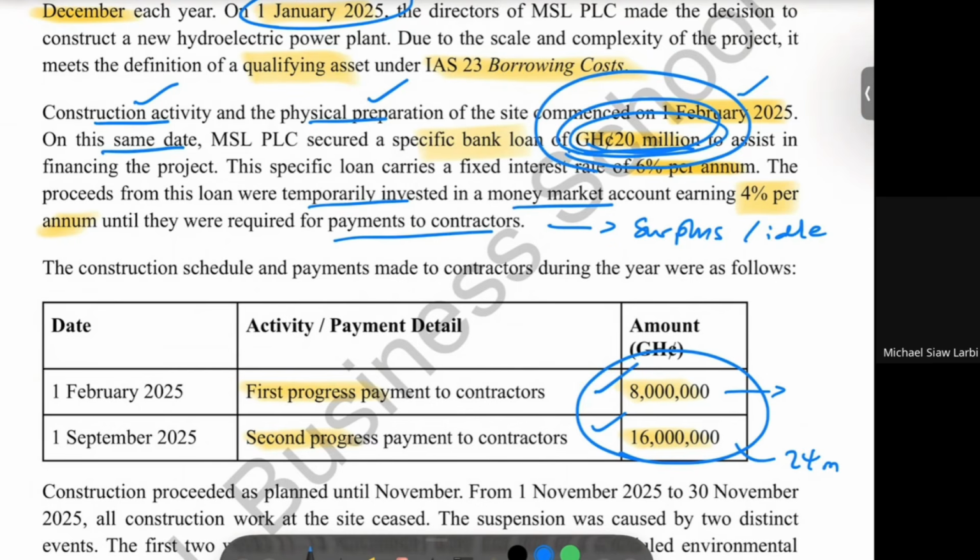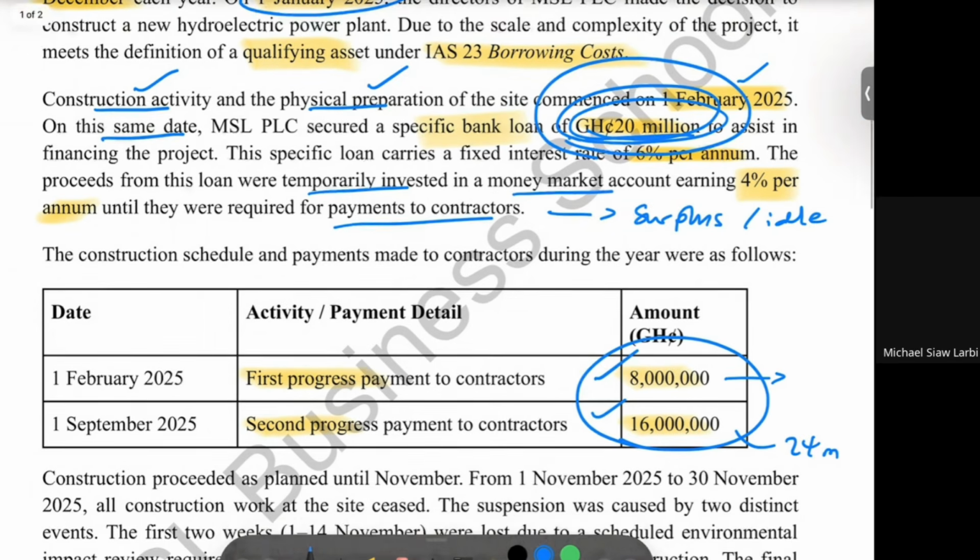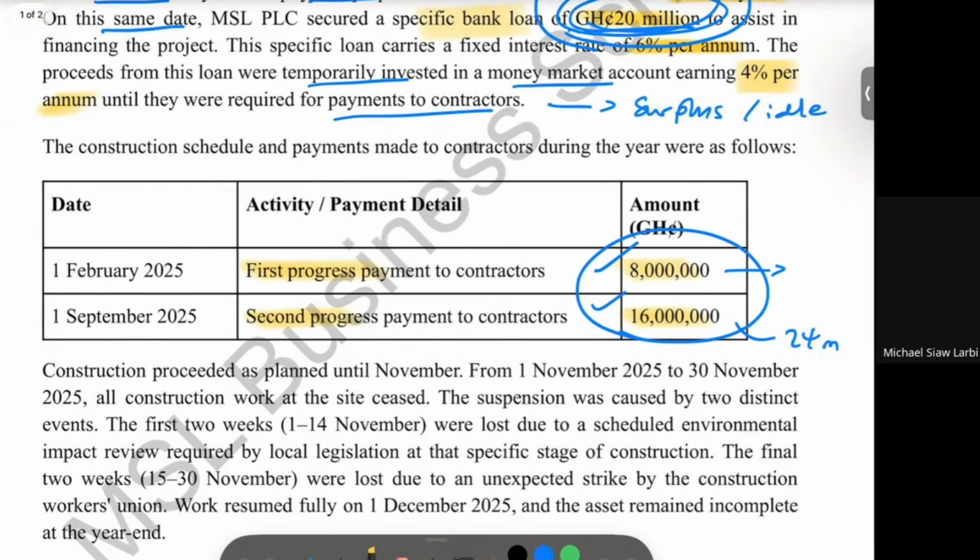There will be the need to go and source for extra financing. That is when we look at the general pool of loans. So take note of that. I'll come to that. Construction proceeded as planned until November. From 1st November 25 to 30th November 25, all construction work at the site ceased. Remember, when there is a temporary cessation of construction, capitalization of borrowing costs must also cease.